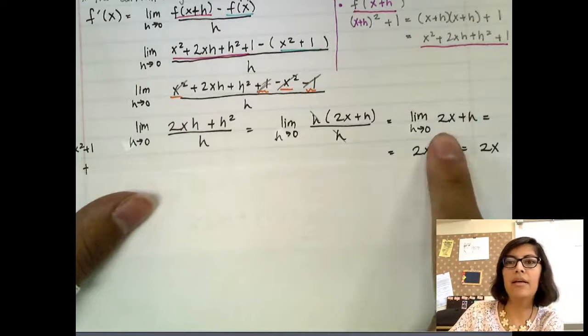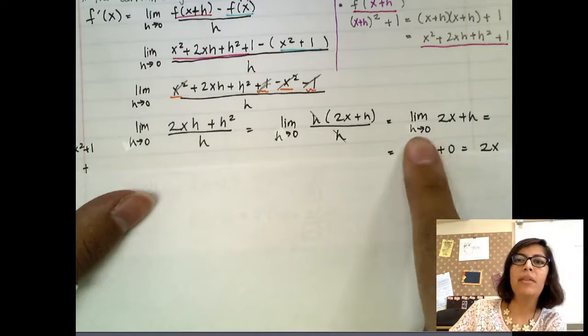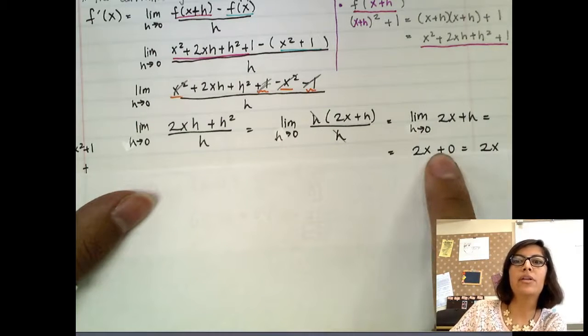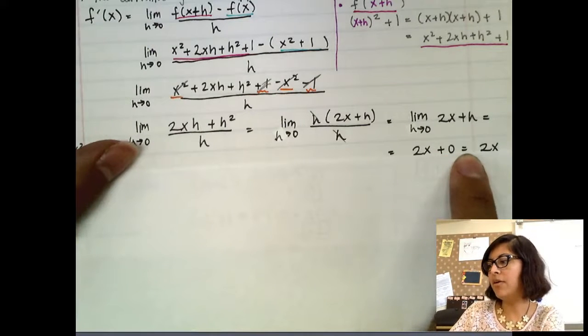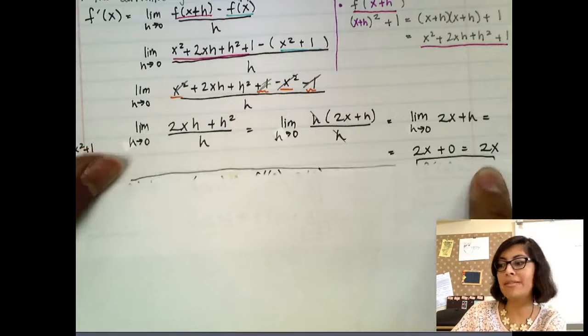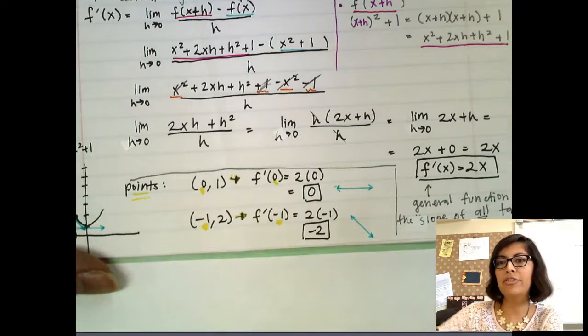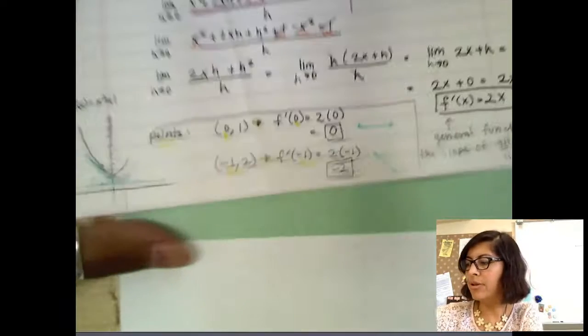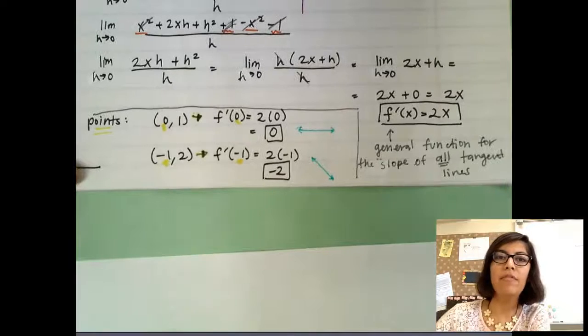We're left with the limit as h goes to 0 of 2x plus h. Remember, we're letting h go to 0, so we use direct substitution right over here. When we use direct substitution, it's 2x. This is a general function that'll show you the slope of all tangent lines.